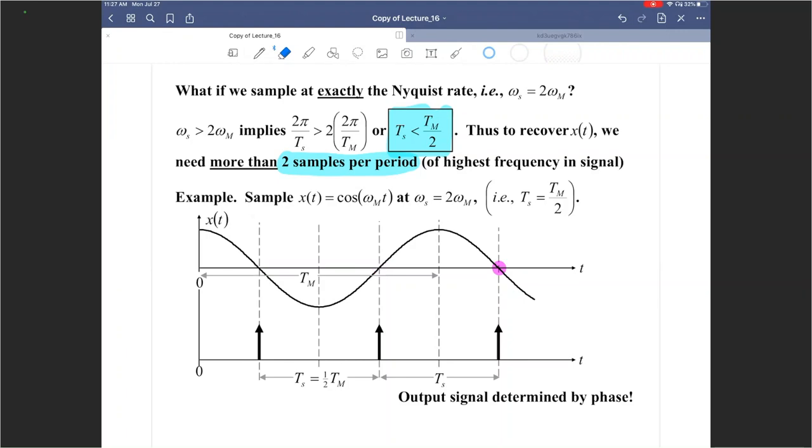So suppose you took those samples here, here and here. Would you be okay? I still have 2 samples per period, and I've chosen those 2 samples to be there. Do you think that you will be able to reconstruct the signal with this? And of course, for the second period, they will be here and here and so on.